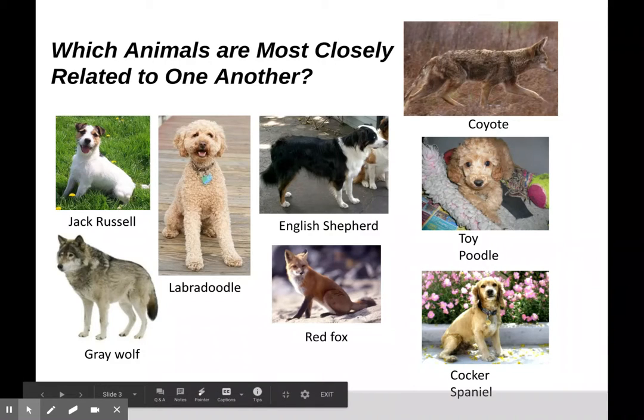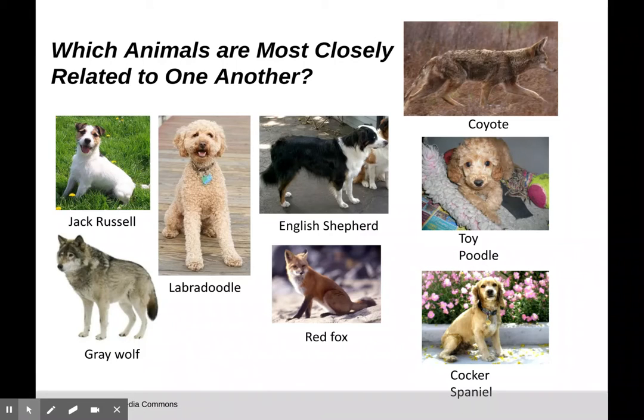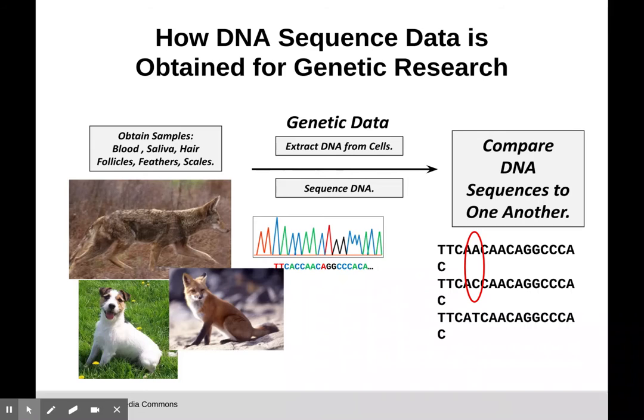First of all, if we look at all of these different dogs, I want you to think about which two you would say are most alike. And so we're going to then look at the DNA sequence of some of these dogs. Now, maybe the Labradoodle and the Toy Poodle you think are most alike, or the Gray Wolf and the Coyote. So let's take a look.